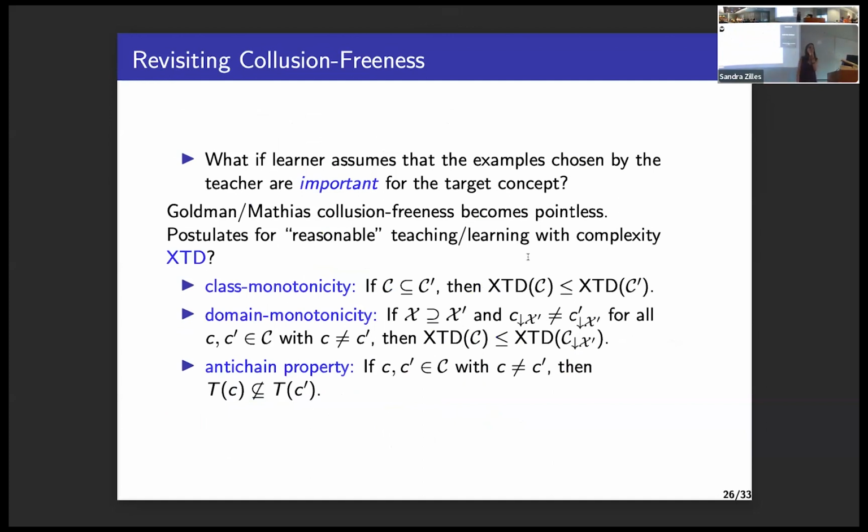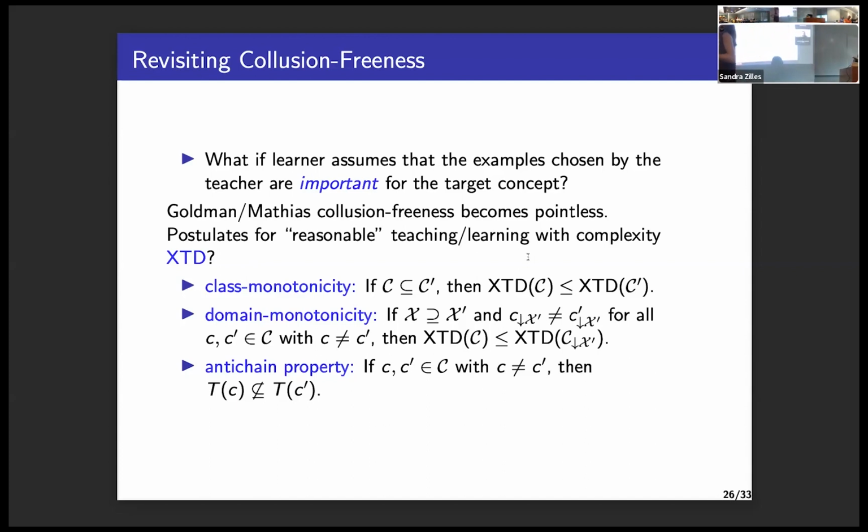So then we said, okay, what if the learner now assumes the examples are chosen somehow as important examples, and then I must soften up that collusion-freeness idea. So now I'm assuming I have any kind of teaching model with a parameter. Okay, what would I want it to satisfy? Maybe I don't need it to satisfy that collusion-freeness. And what you want it to satisfy could really depend to a large extent on your application setting, right?